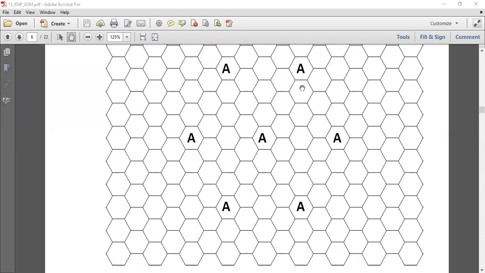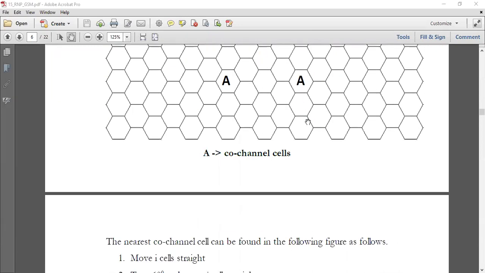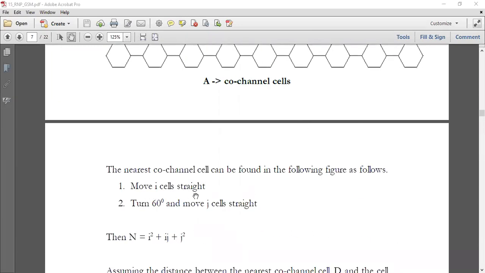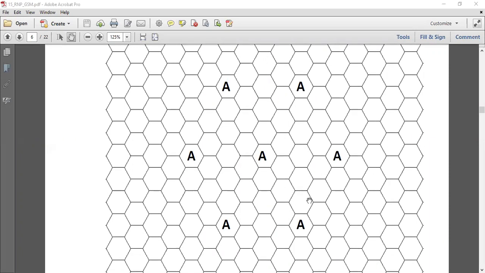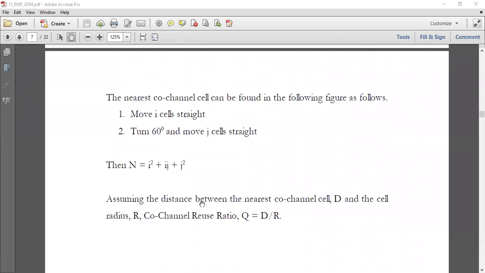Now the number of cells that you cover in the first attempt is called I. So move I cells straight and then turn 60 degrees and then move J cells straight. So for us here, I is equal to 2, and after turning we go J number of cells, which is again 2. So for both I and J, we have the values 2. To determine the cluster size, you just use this expression: I squared plus IJ plus J squared. So what is the cluster size here?